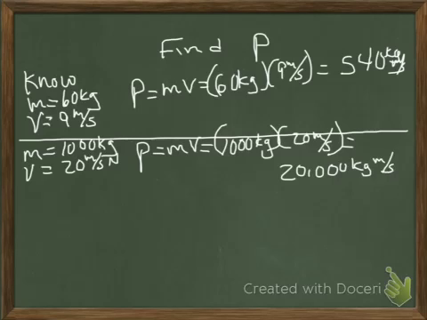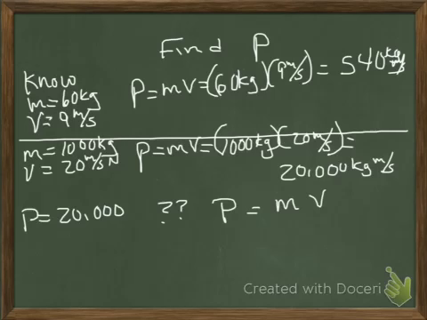Before we move on, let's do a couple of really quick conceptual ideas. If a car actually has a momentum of 20,000 units, what would happen to that car if we doubled the velocity? Let's take a look. We know that momentum is equal to mass times velocity. If we doubled the velocity, what would have to happen to our momentum? Yes, it too would have to double.